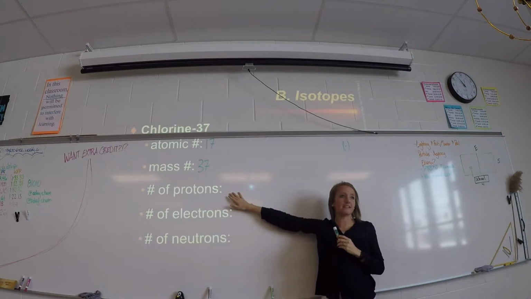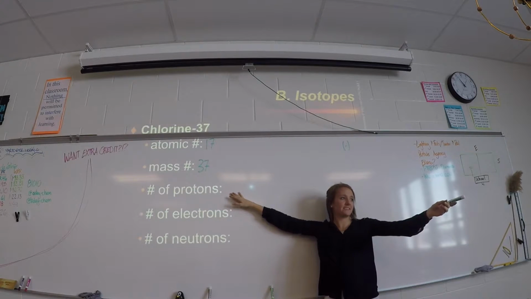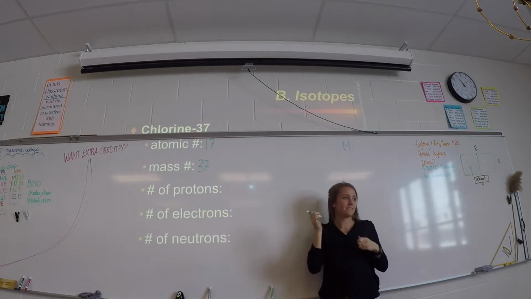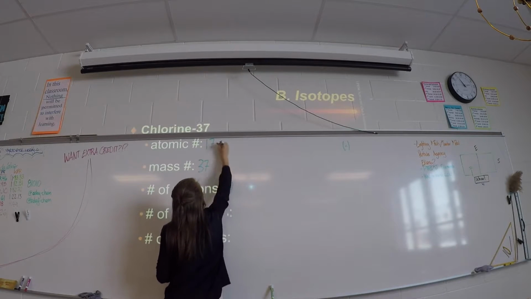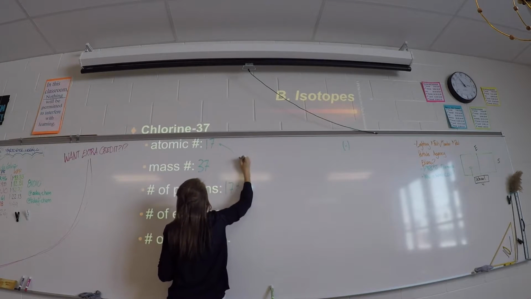How do I find protons? It's just 17. Where'd you get that from? From the atomic number. And will those always be the same? Yes. Atomic number and proton number are always the same. That will never change.